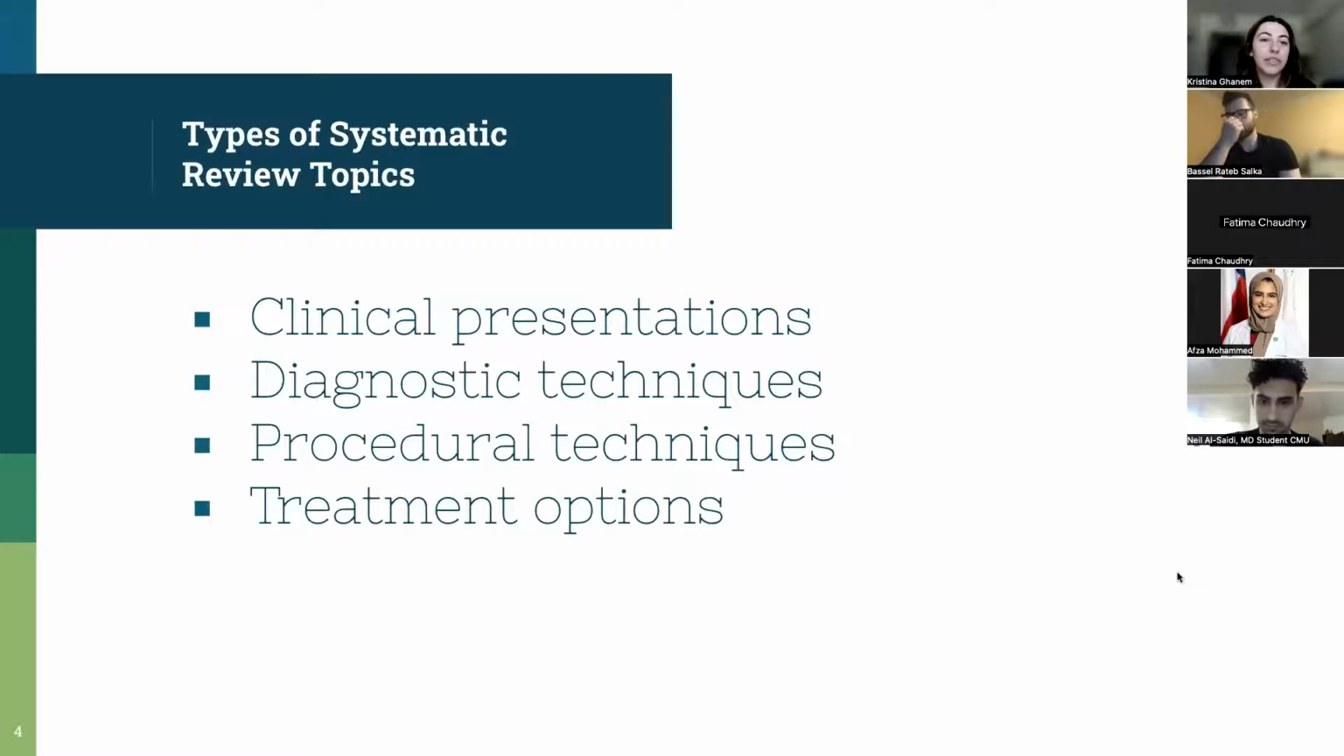So systematic reviews can cover a wide array of topics. Your systematic review can be focused on clinical presentations, such as how often a certain patient is diagnosed with certain symptoms, onset, and then diagnostic techniques. You can cover procedural techniques, treatment options, and then we're going to go into specific examples on all of these. Really, you can do a systematic review on anything that you personally found interesting, whether you've seen it in clinic or something that you're reading up about and want to learn more about.